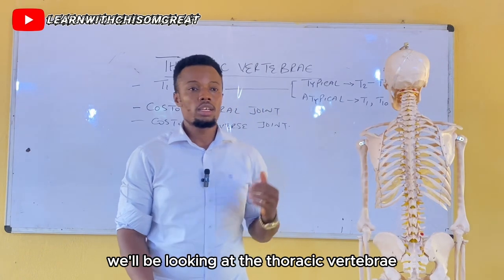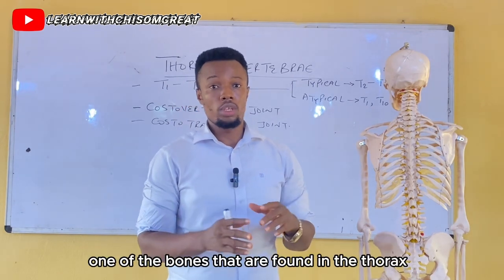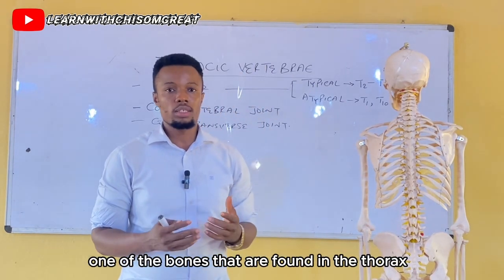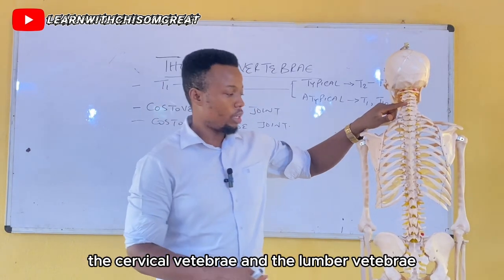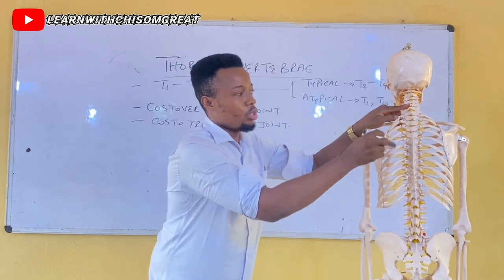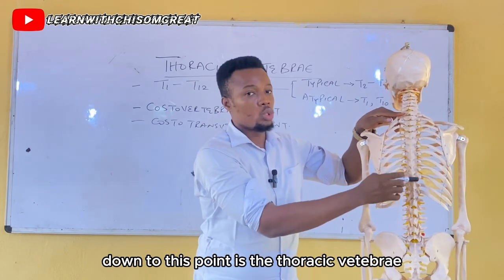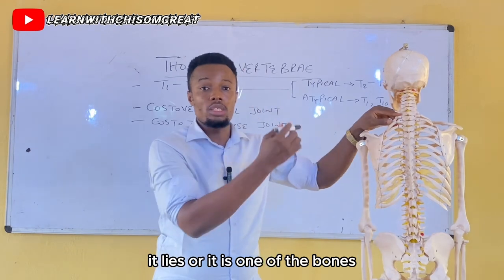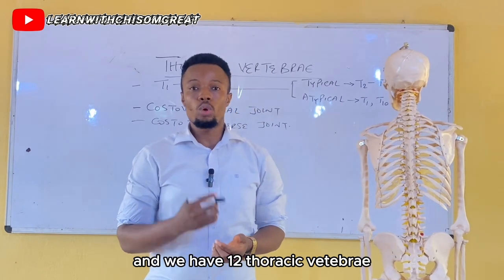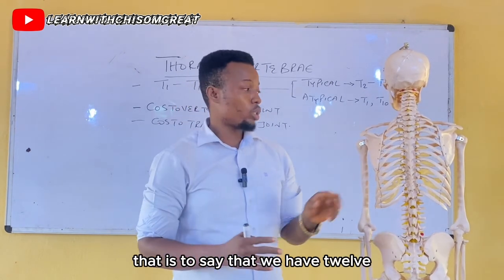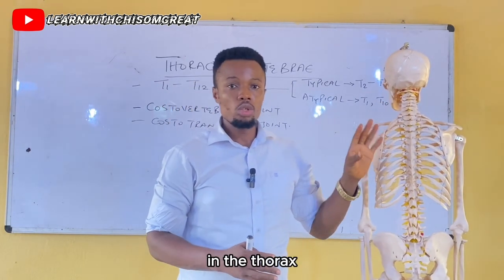We'll be looking at the thoracic vertebrae. The thoracic vertebrae is one of the bones that are found in the thorax. It is between the cervical vertebrae and the lumbar vertebrae. From here down to this point is the thoracic vertebrae. It is one of the bones found in the thorax, and we have 12 thoracic vertebrae in the thorax.